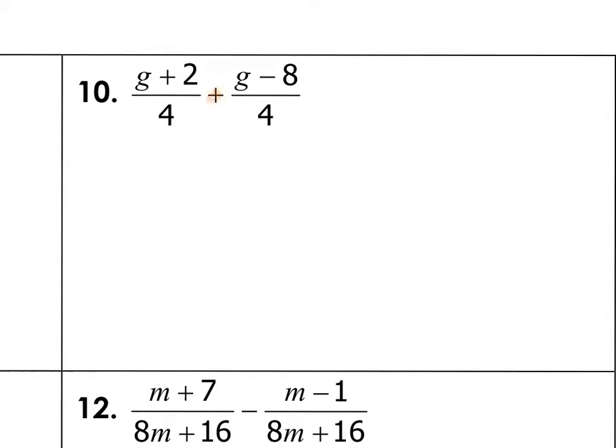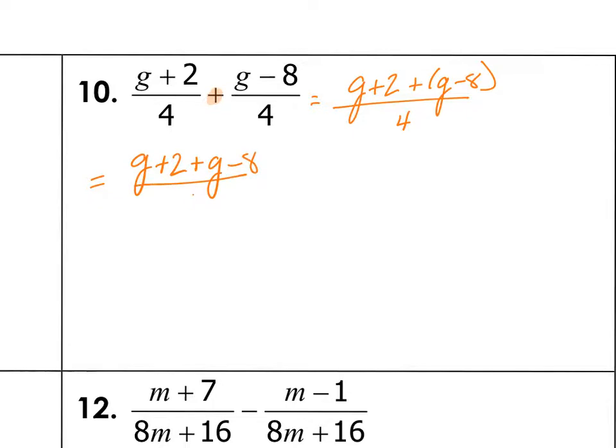And it looks like this is an addition problem. So we've got g plus 2 plus g minus 8 all over 4. So I get g plus 2 plus g minus 8 all over 4, which gives me 2g minus 6 all over 4.